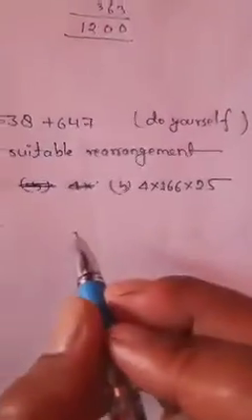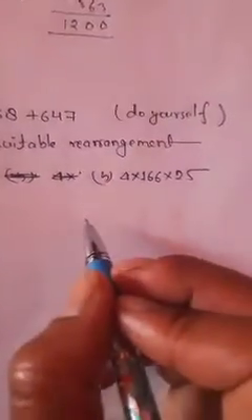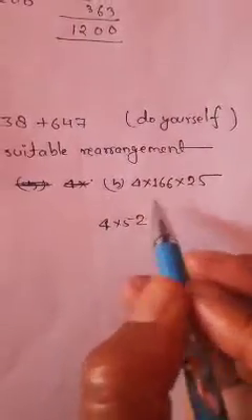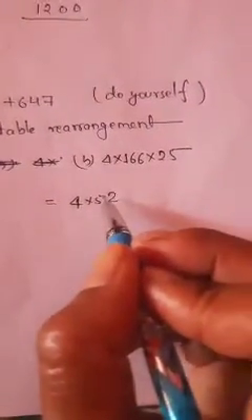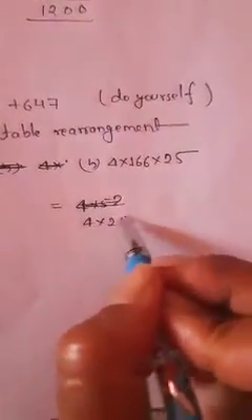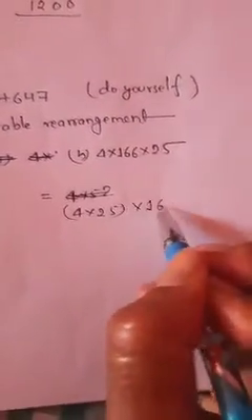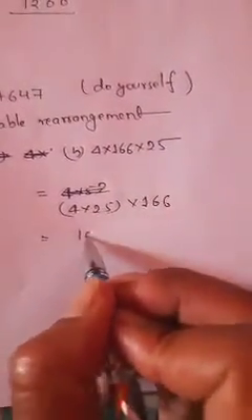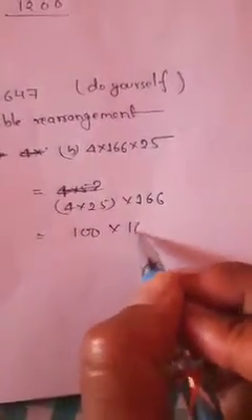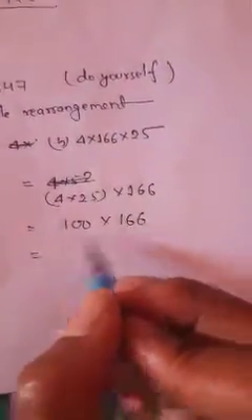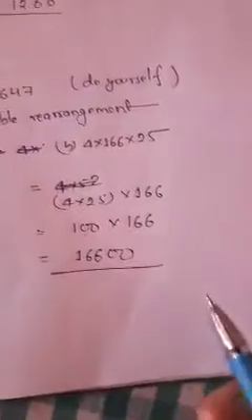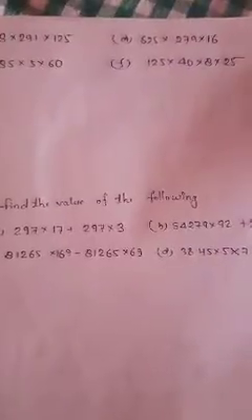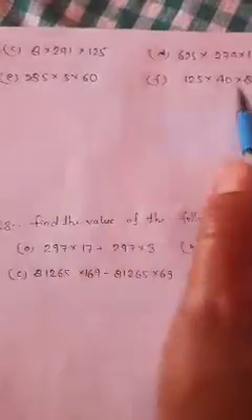Similarly it is done in question number B. First you can arrange 4 and 25 together, because 4 fives are 20, so you get zeros at the end of the number, and then you can multiply by 166. So 4 multiplied by 25 gives 100, and multiplied by 166: 166 ones are 166, with two zeros at the end of the product. In the same manner, students, you have to solve these questions yourself.